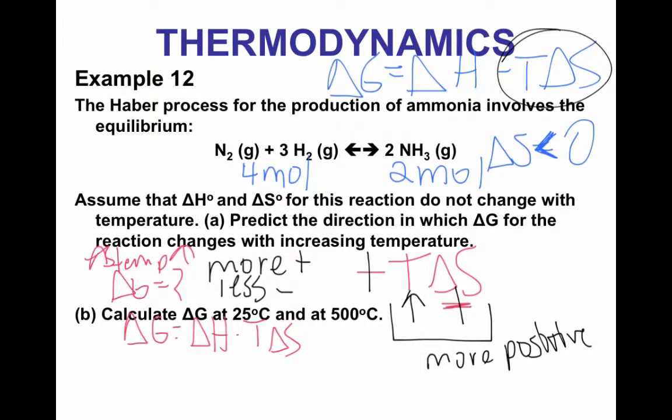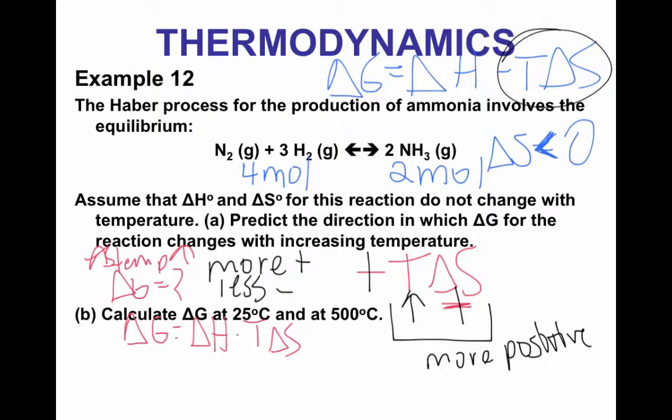And so what I found is that delta G for 25 degrees Celsius is negative 33.3 kilojoules. Again, that's for 25 or 298 Kelvin. And at 500 degrees Celsius, that's 773 Kelvin, I found the delta G to be 61 kilojoules. Okay, so again, at 25 degrees Celsius, it's negative 33.3, and at 500 degrees Celsius, it's 61 kilojoules. So notice that increasing the temperature from 298 Kelvin to 773 Kelvin changes delta G from negative to positive.